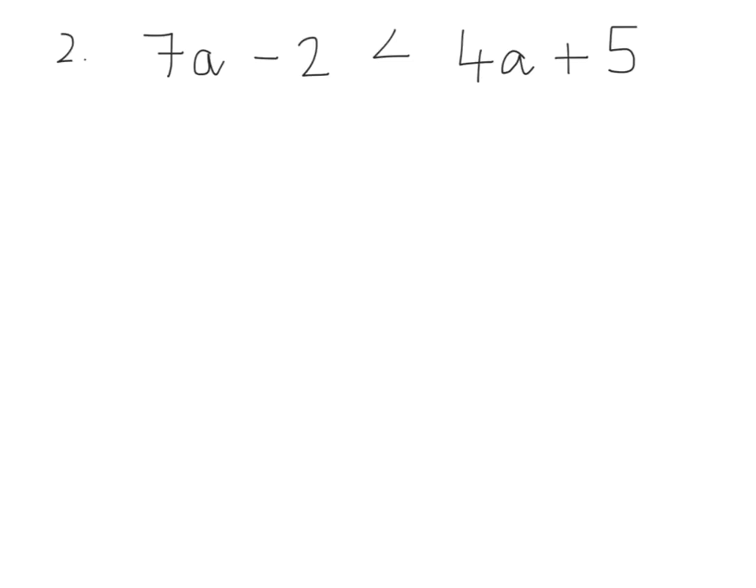Question 2 is solving an inequality, so you want to use the same method as you would if it was an equation. The only difference is in this case we have a less than symbol instead of an equal sign. Your first step is going to be to take 4a from either side, and then your next step will be to get the numbers on the other side. Your -2 and your +5 need to be on the same side. The only time the inequality sign changes direction is if a negative changes to a positive or vice versa.